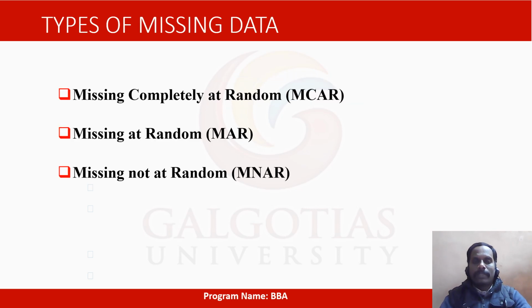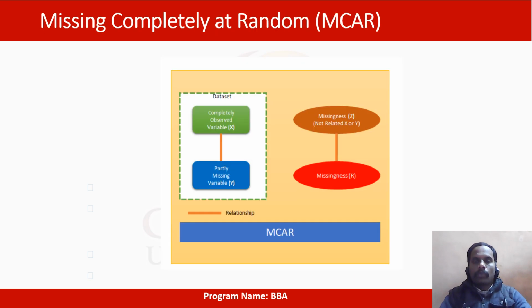So, the types of missing data: there are three types. Missing completely at random, missing at random, and missing not at random. These are the types of missing data. The first one is missing completely at random. When we say data are missing completely at random, we mean that the missingness has nothing to do with the observation being studied.